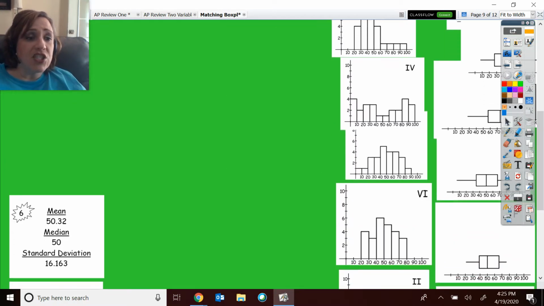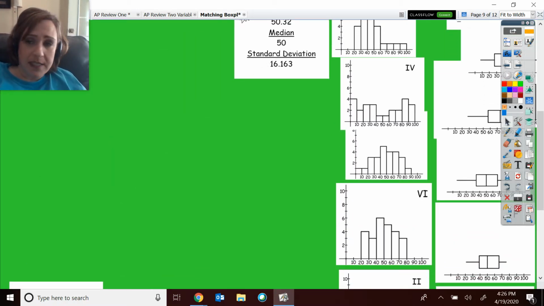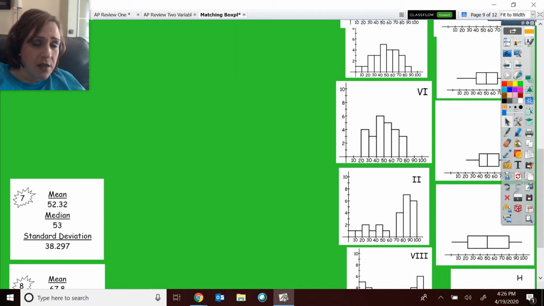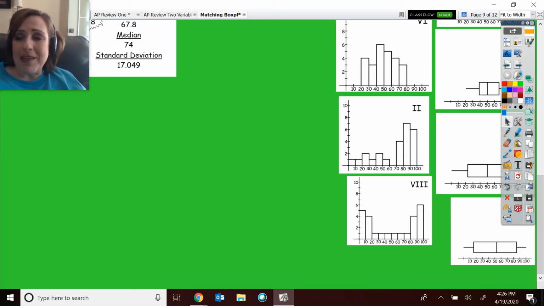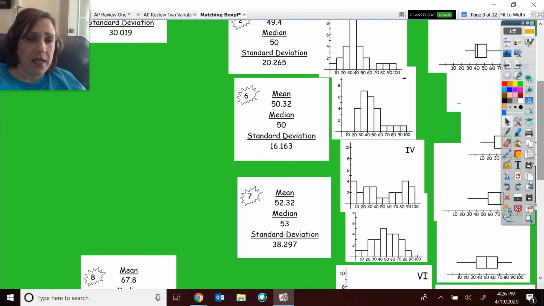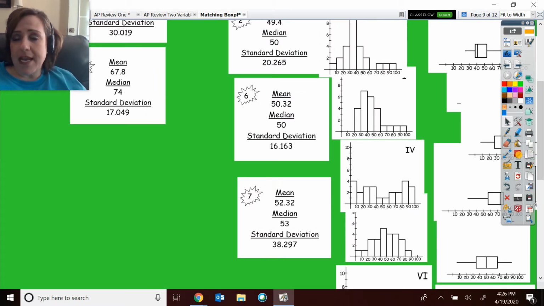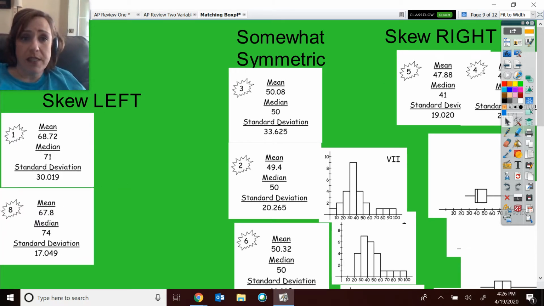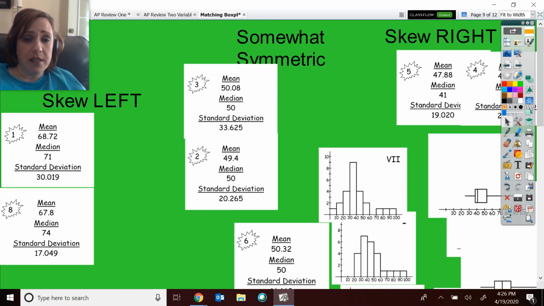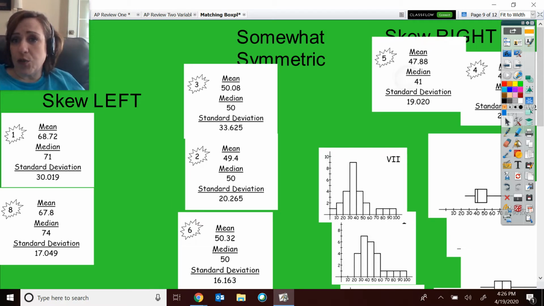These are about the same, that's going to be in the symmetric. Those are about the same, that's going to be in the symmetric. And these ones, the mean is less than. So I first separated out my data into skewed left, somewhat symmetric, and then skewed right.